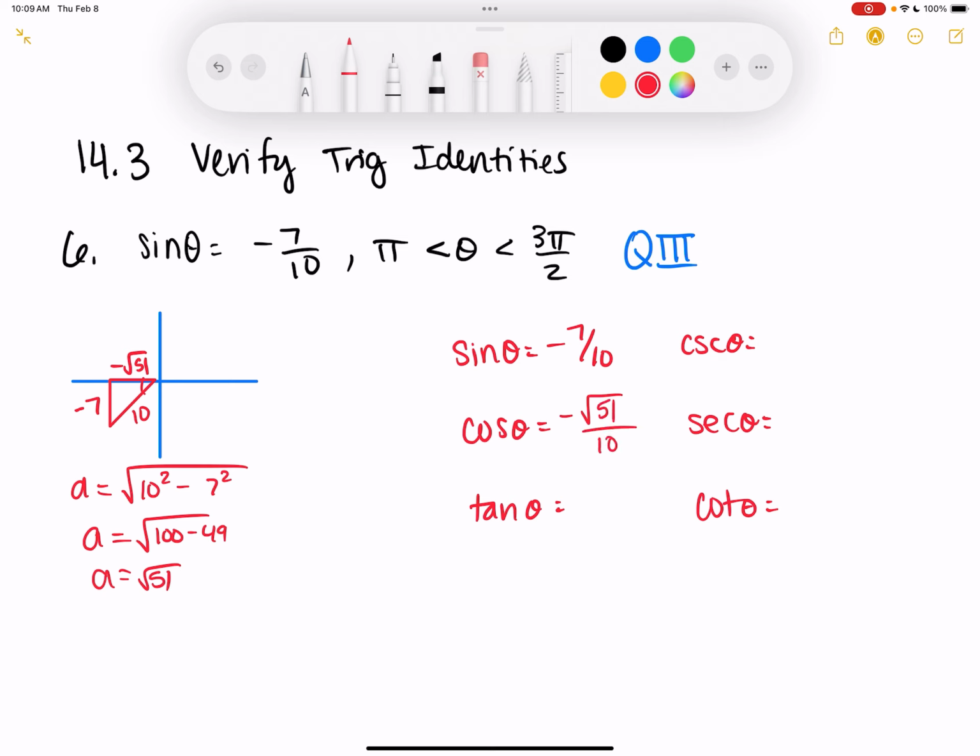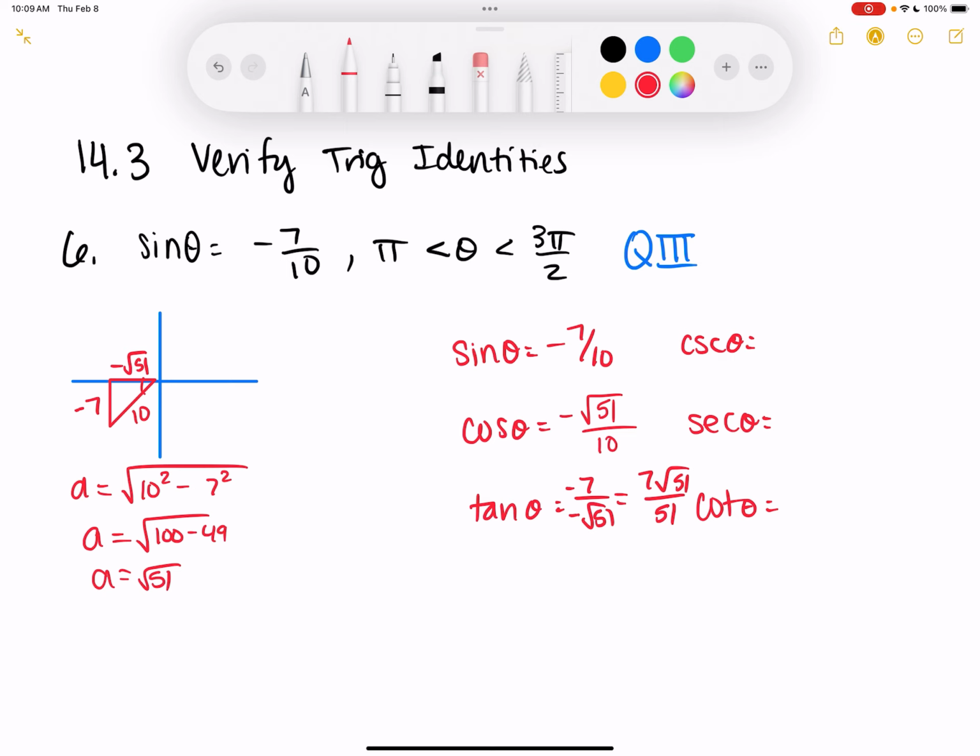What about tangent? So negative 7 over negative square root of 51. Negatives cancel. I have to multiply by the square root of 51, top and bottom, to rationalize it. So I get positive 7 root 51 over 51.